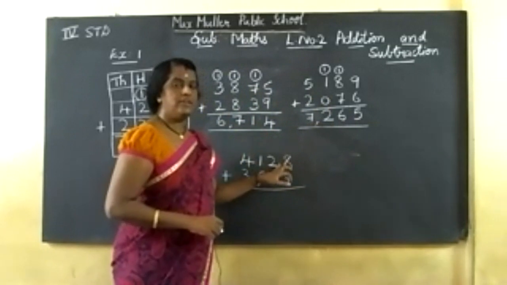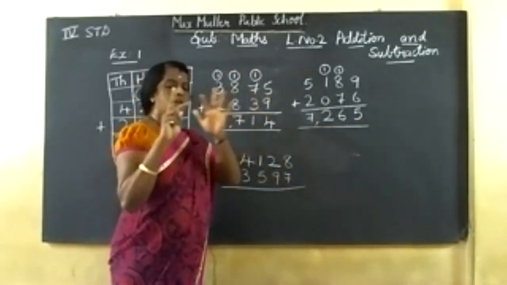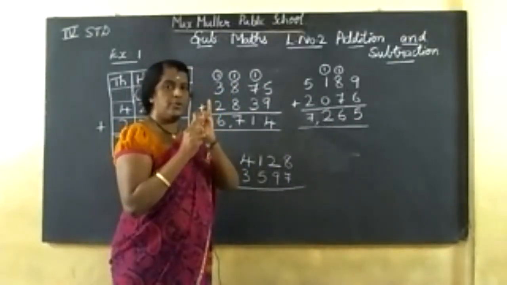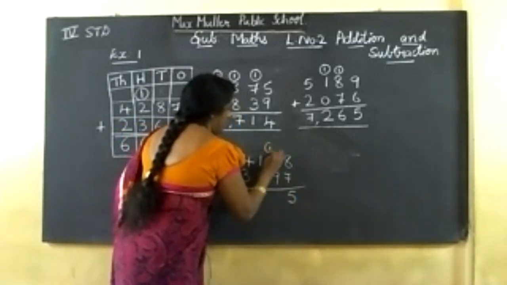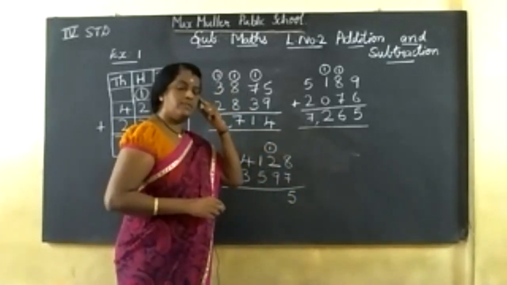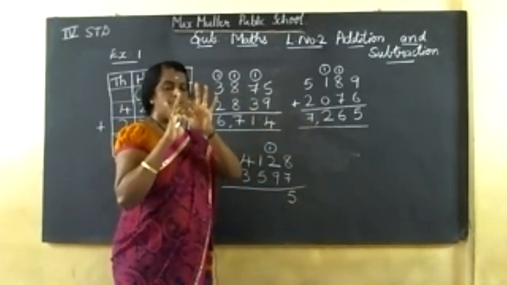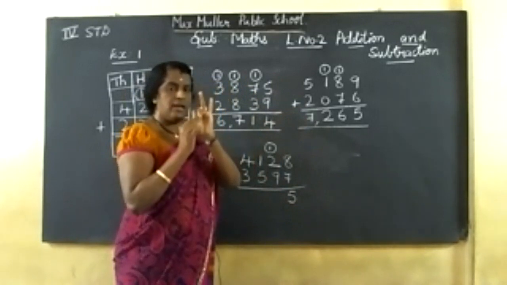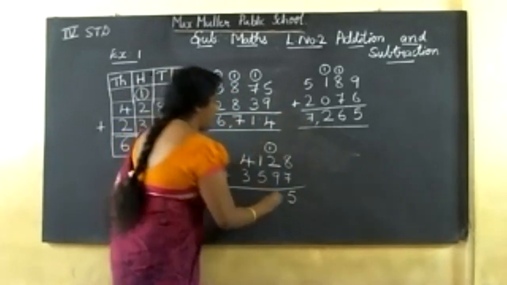Yes, 8 in the mind, 7 on my fingers. After 8, 9, 10, 11, 12, 13, 14, 15. 2 in the mind, 9 on my fingers. After 2, 3, 4, 5, 6, 7, 8, 9, 10, 11, plus 1, 12.